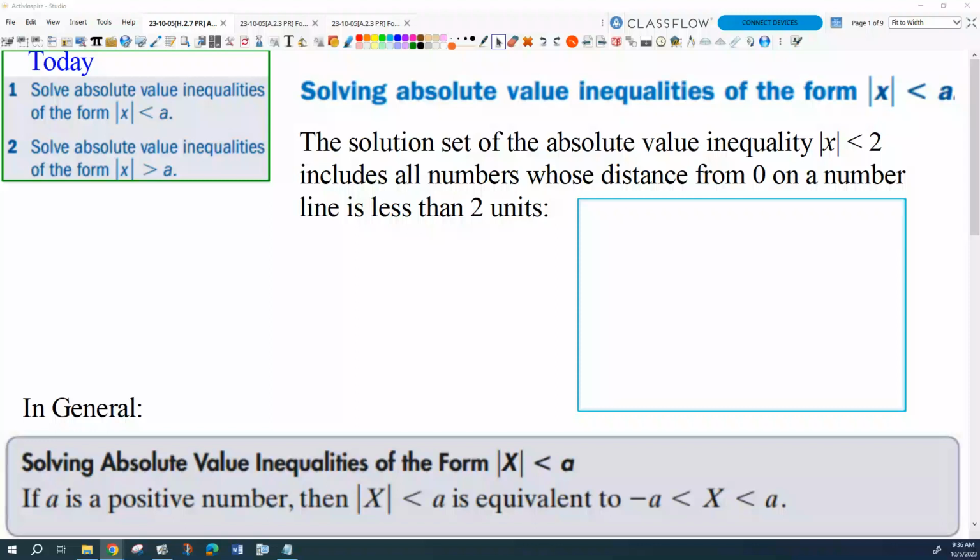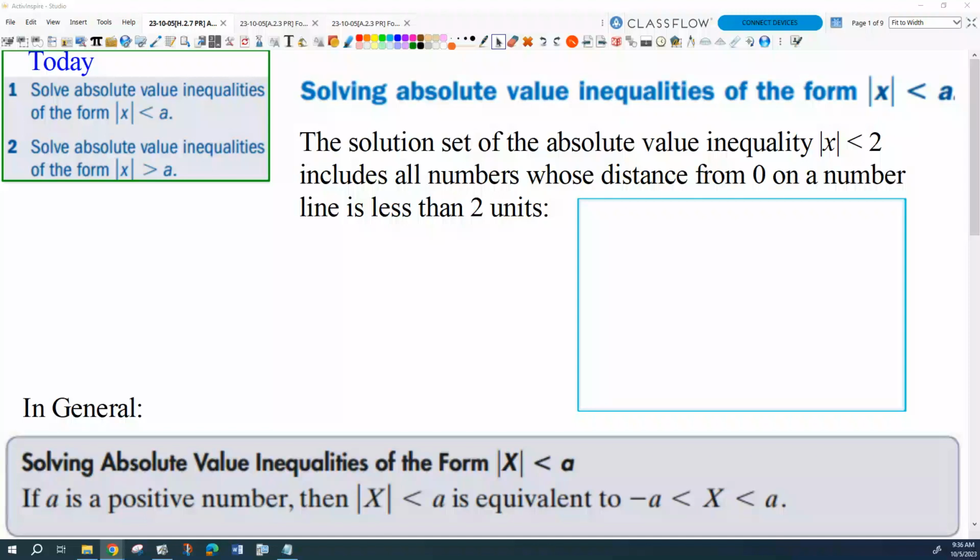So there's two different types of absolute value inequalities we'll look at today. One of them is where we've got an absolute value expression with a variable inside that's less than a number, and in the other case that absolute value expression is greater than a number.